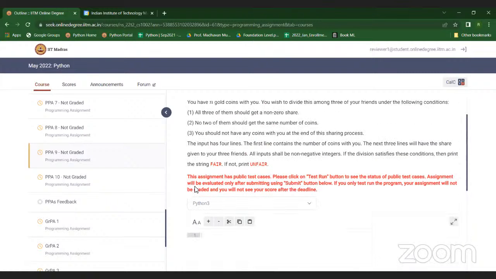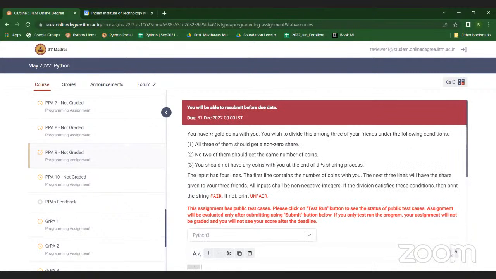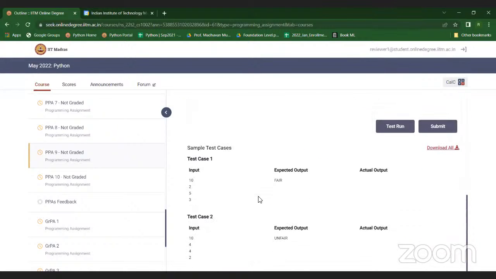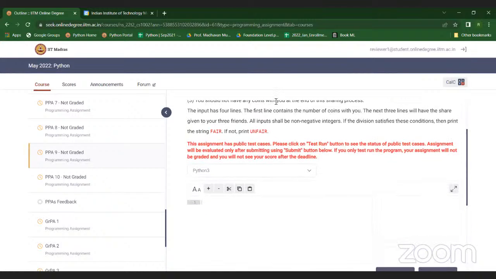The third condition is you should not have any coins with you at the end of this process. So initially I got 10 coins. I gave 2 to one friend, 5 to another friend, 3 to another friend. So 2 plus 5 plus 3 is 10. That means I gave all of my coins. I do not have any coins with me. So the distribution is fair.